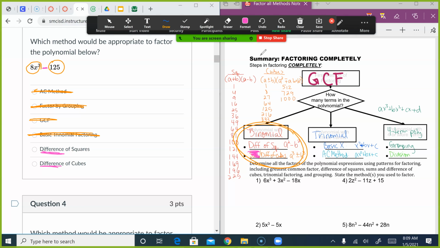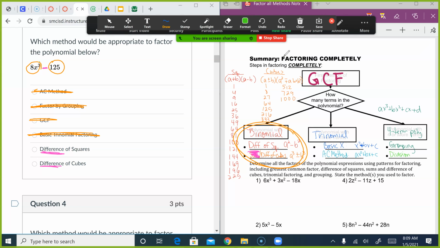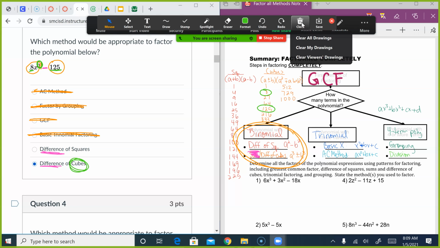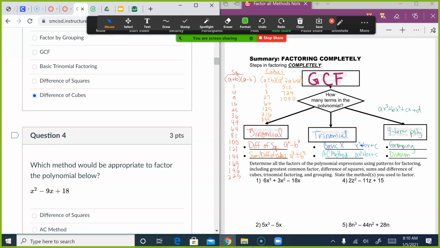Then I've got to see, is it squares or cubes? So really, the exponent gives it away usually. So since this is a cube exponent, I'm going to do cube difference. But then you also have to look at the numbers. So 8 and 125 are perfect cubes. So here, this would be a difference of cubes. All right, and then again, we would use the pattern to finish off factoring it, but we don't have to do that for this first one. All right, number 4.